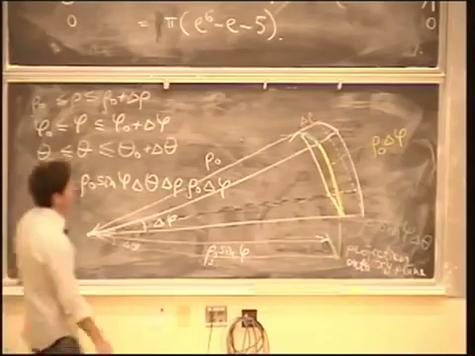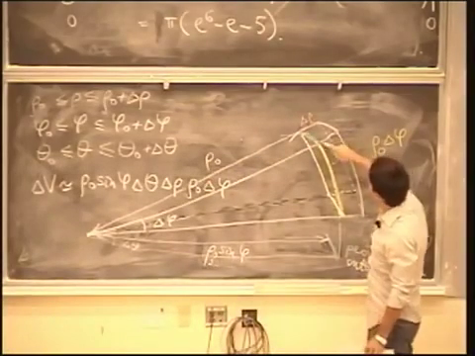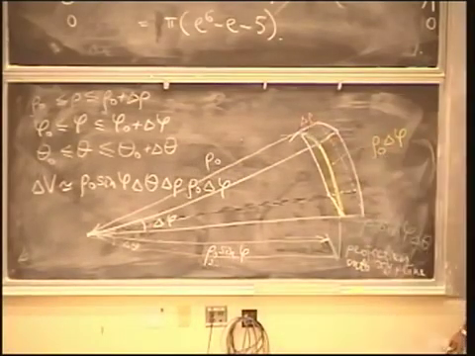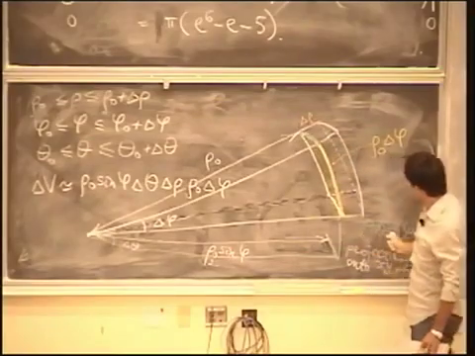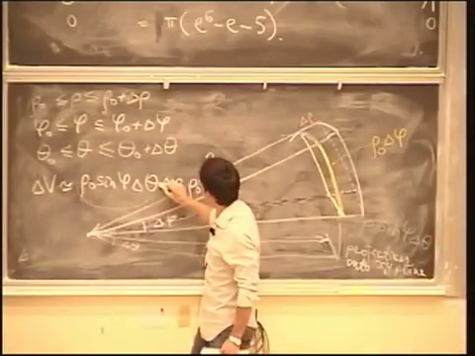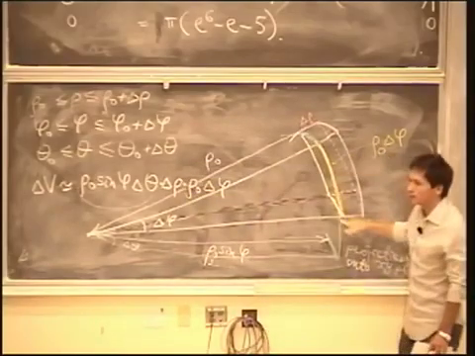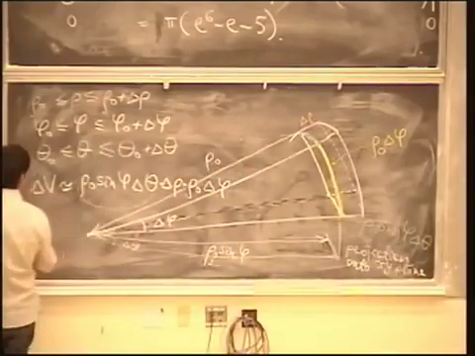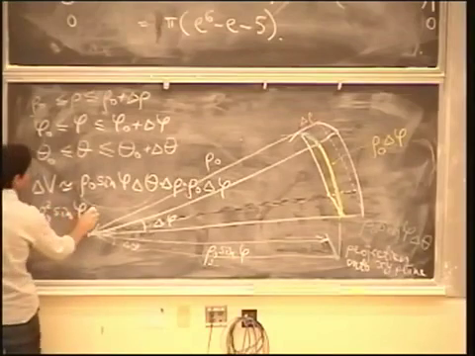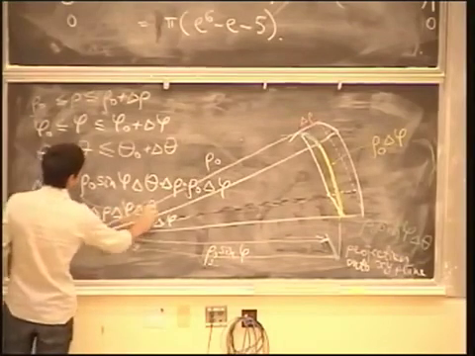I'm trying to calculate the volume of this, and I'm approximating it by the volume of a box like this, which has the following sides. This side is rho 0 sine phi delta theta. Times delta rho, which is this side, times rho 0 times delta phi, which is the yellow side. So the end result is rho 0 squared sine phi times delta rho delta phi delta theta.